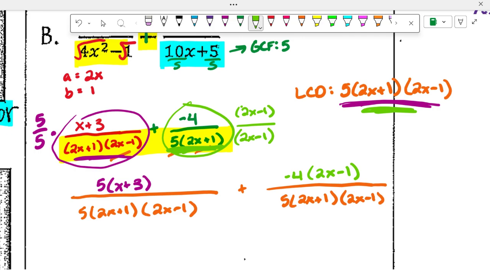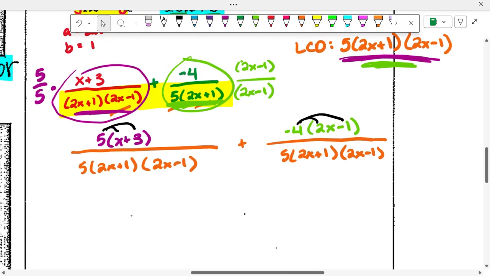For both numerators, I only have to do what? Distribute, that's it. I don't have to do any box methods, nothing like that. I just have to distribute in the top. So I'm going to rewrite this as one big fraction with my common denominator on the bottom.